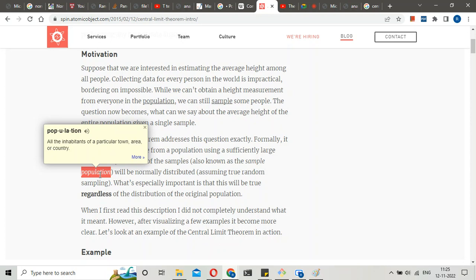And assuming you are doing truly random sampling, then your theorem will work. So the sample will actually represent your population. Otherwise, if the sampling is not random, then you may be biased, you will have some bias.